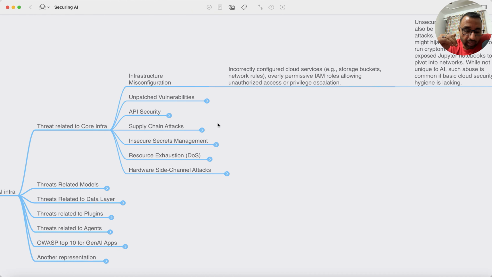So if you are trying to build a security layer for your AI application, you first have to think of the basic cybersecurity hygiene or the best practices of your core infrastructure.